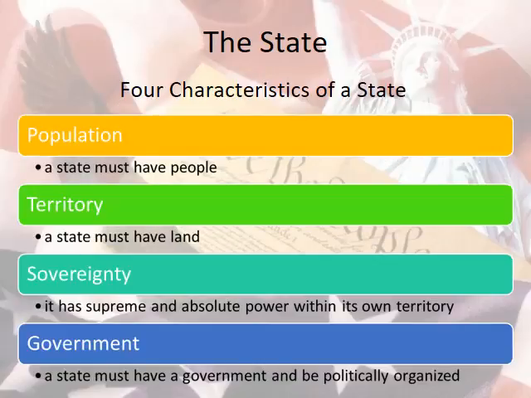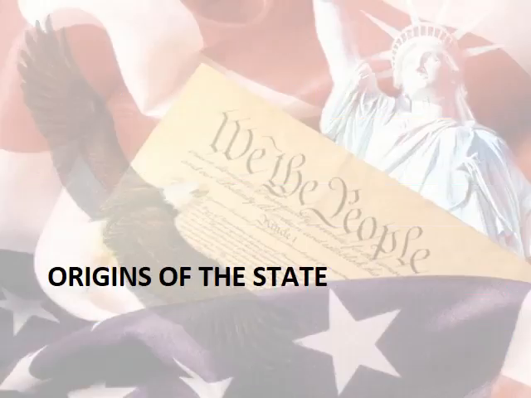So, the four characteristics of a state: it has to have a population, territory, sovereignty. Oh wait, what's that word? Sovereignty. Sovereignty is defined as the right to rule. All right? In other words, there's a body that has power to rule within the territory, and a government. The government is the sovereign system that has the ability to rule.